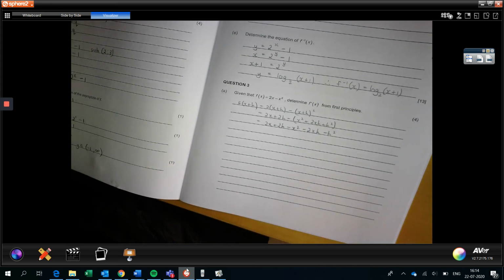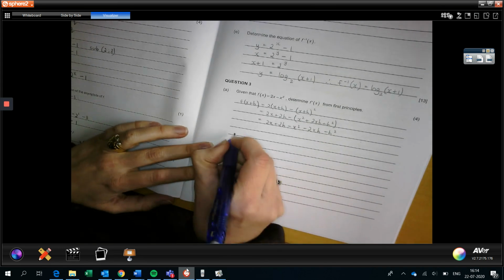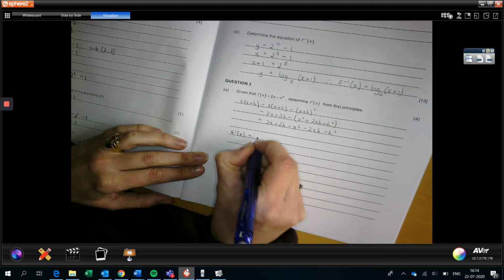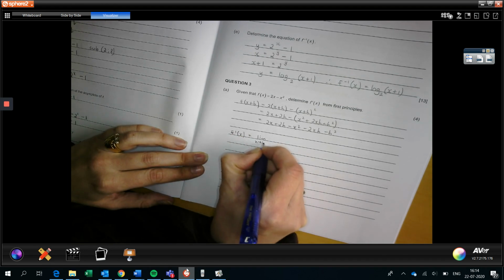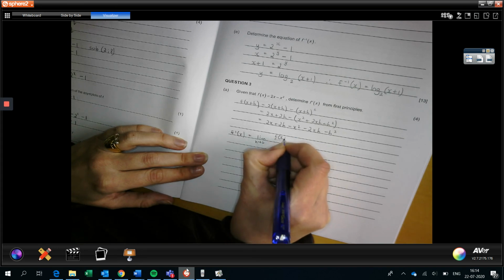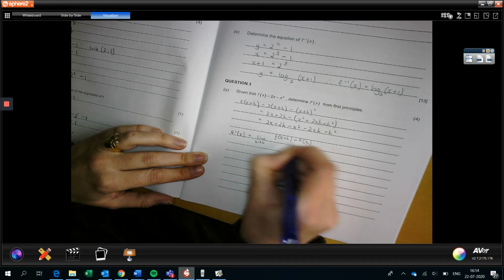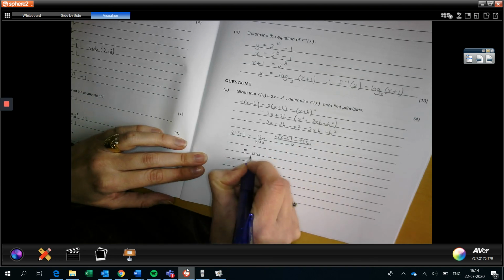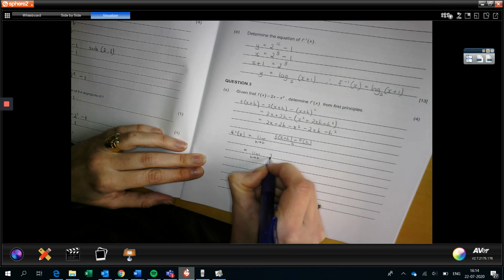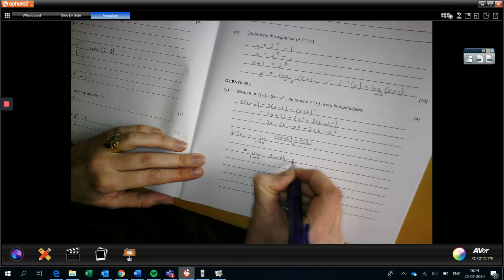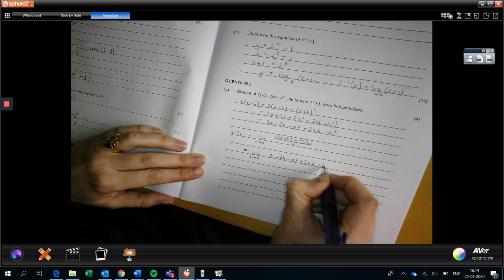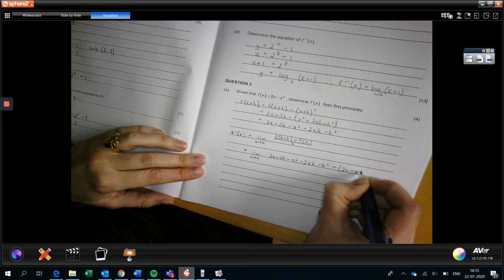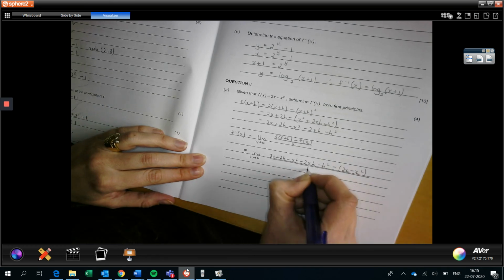Okay, now that you've got that, you can do the derivative from first principles. So watch, notation is important. So f dash x is the limit as h tends to 0 of f of x plus h minus f of x over h, and you can find that on the formula sheet. So that is the limit as h tends to 0. You found f of x plus h above, and we are subtracting f of x, which is 2x minus x squared, all over h.